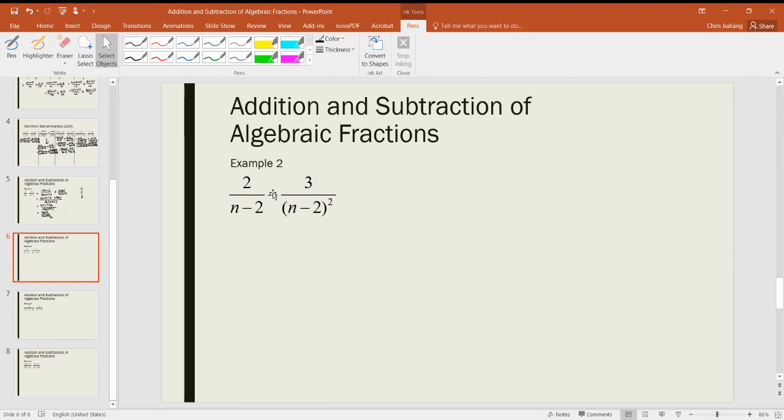In this question, as discussed in the previous video, we have n minus 2 square here. When we see a square, it doesn't mean that we will just square our values here. This is not the correct way of doing it. So what we should be doing is to rewrite n minus 2 square as n minus 2 multiplied by n minus 2.